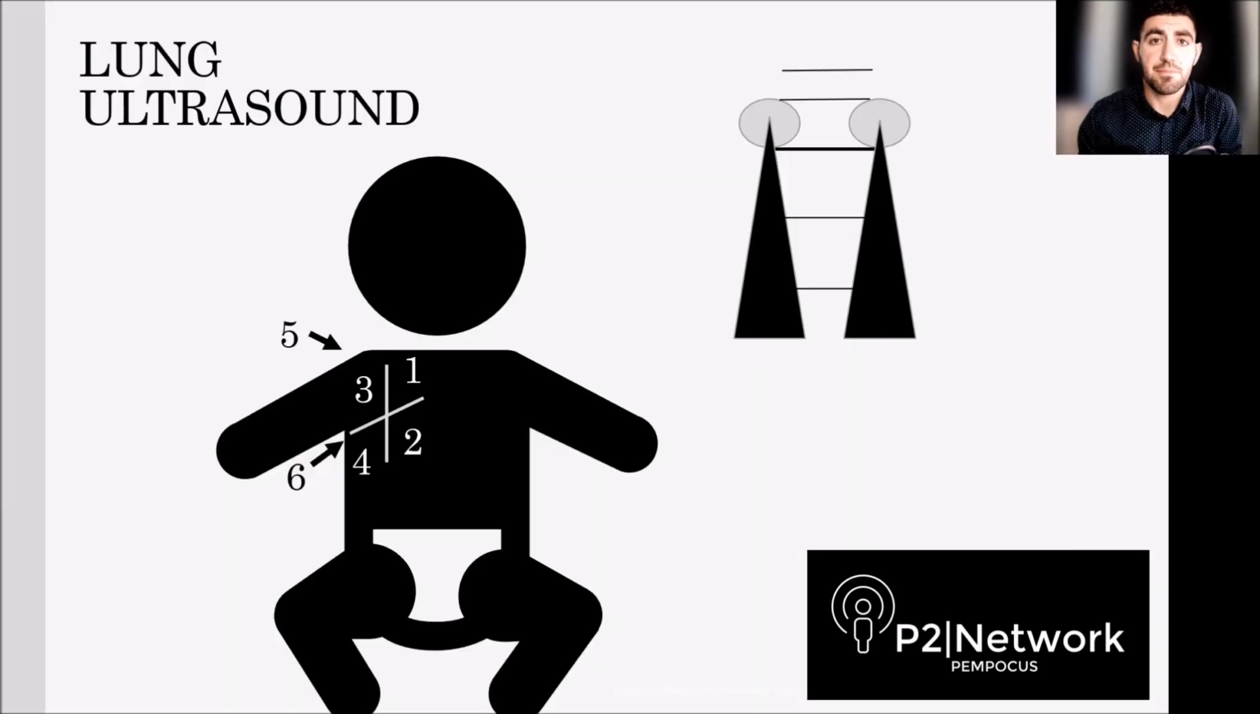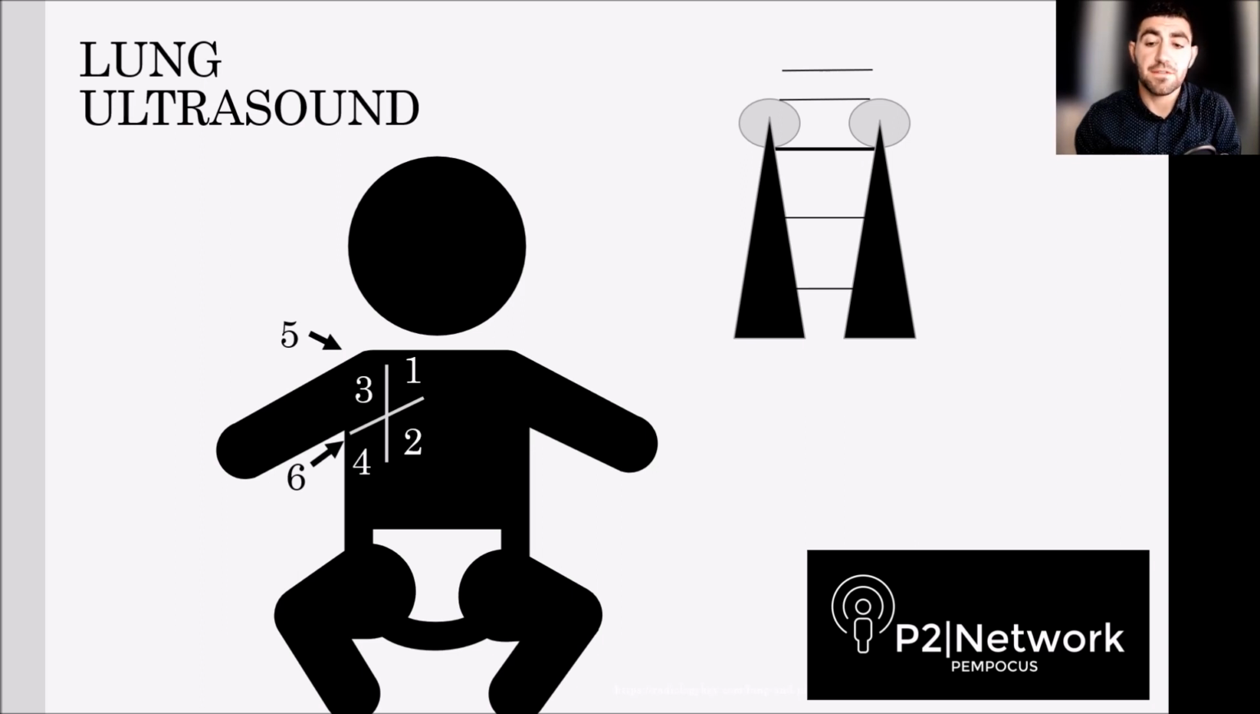Now that you have the right probe selected, it's important to get a good full exam of each lung. Here's one example of just one of many lung ultrasound protocols, where we look at 6 different fields on each side of the chest. So 1, 2, 3, and 4. 1 and 2 are anterior, 3 and 4 are lateral, 5 and 6 are posterior.